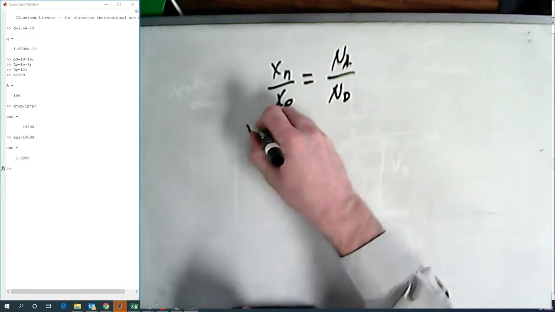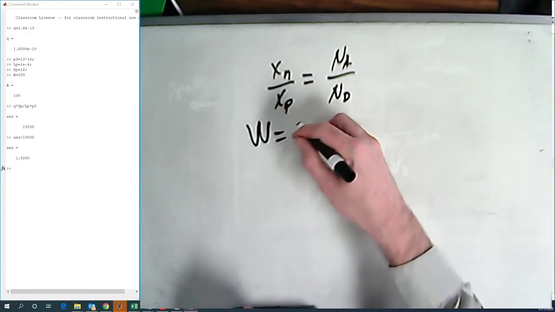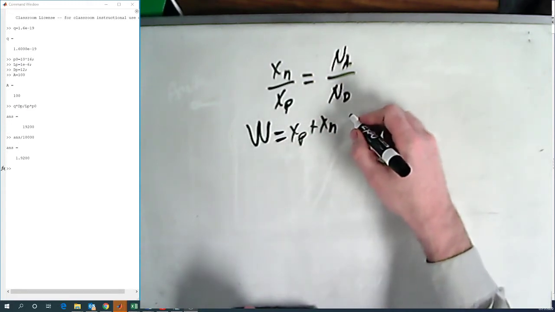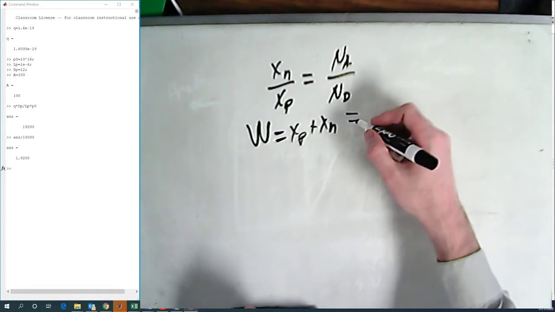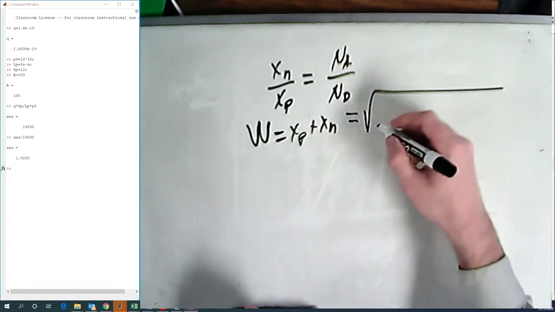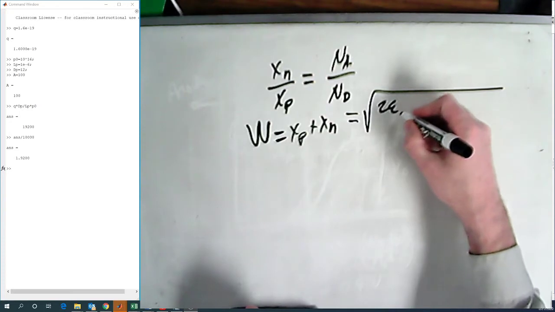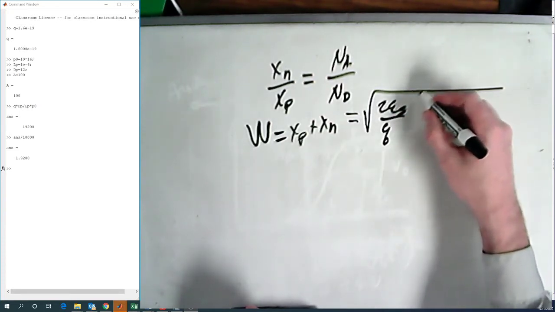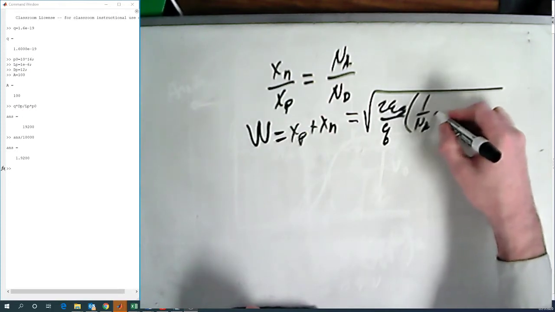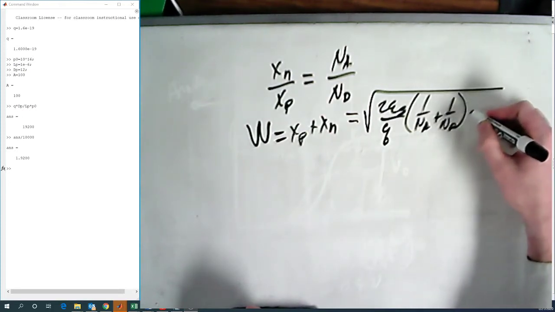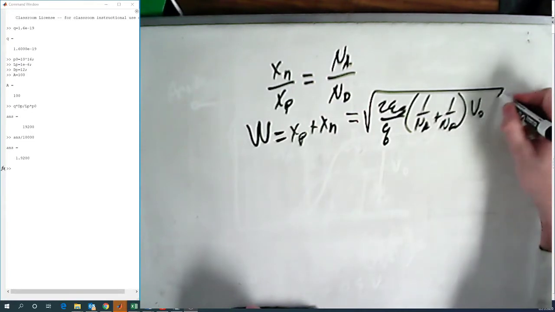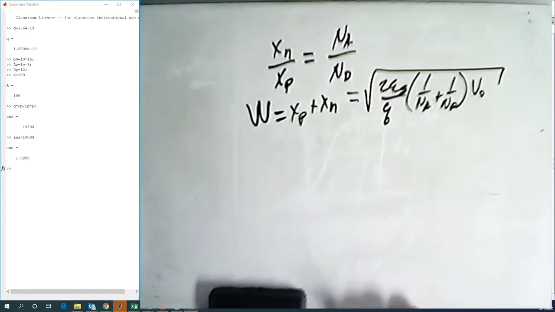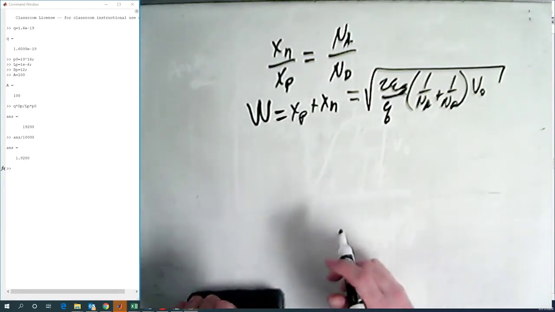The other equation that we can do is we can say the width is equal, and this is kind of a dope equation, xp plus xn, which is equal to, here comes a big long exponential, 2 epsilon s, which we'll have to define, over q, times 1 over NA plus 1 over ND. And then we're going to put the junction voltage out there. Okay, I've got this in document format, so you don't have to read my scrawl. So that's coming up here in just a second.